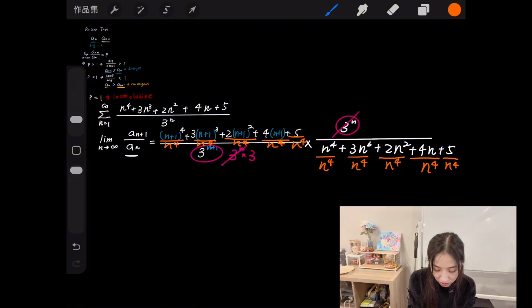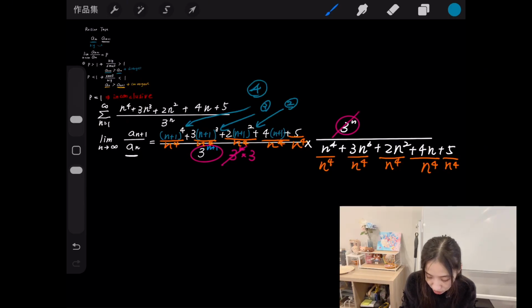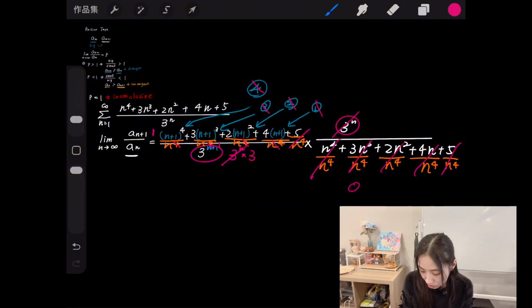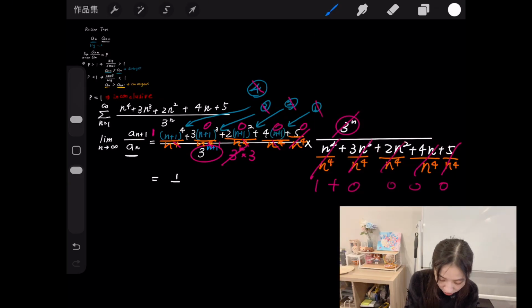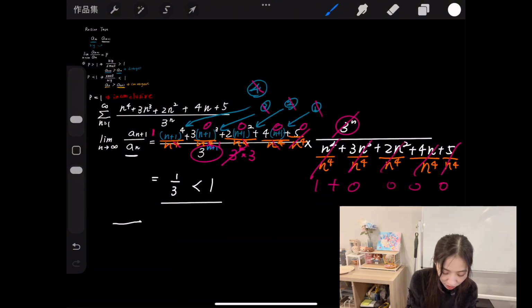Okay, now, as you can see, the greatest power of this one is going to be 4, right? And this one going to be 3, this one going to be 2, this one going to be 1. And as you cancel from the number here, 4 over 4, 3 over 4, here will be 1 left. And you cancel, cancel, cancel. And this one will be 0, this one will be 0. This one will be 1 like here. And 0, 0, 0. Here will be 1 plus 0, 0, 0, 0, which will be 1 over 3. That is less than 1. This means this infinity series will converge.